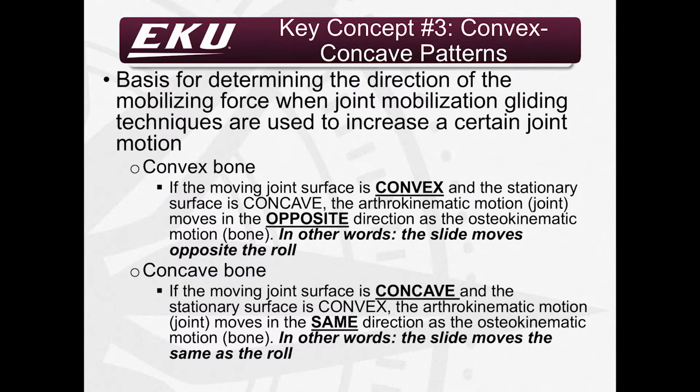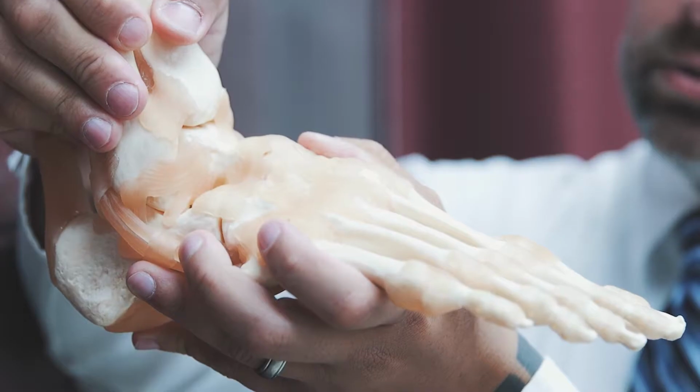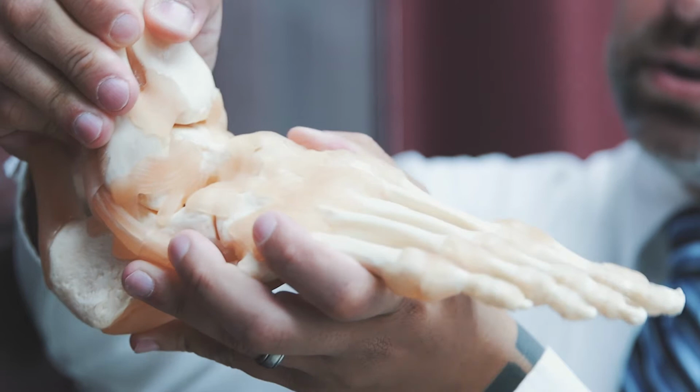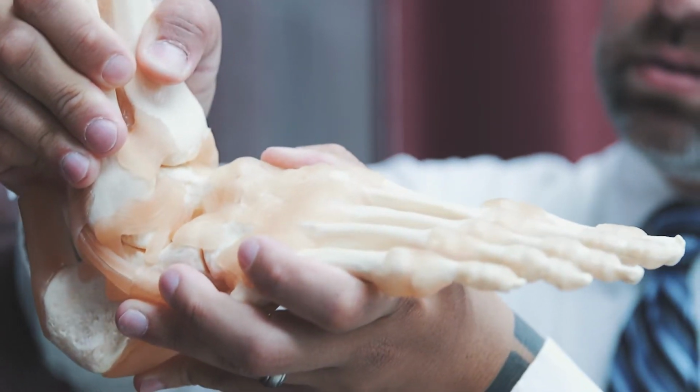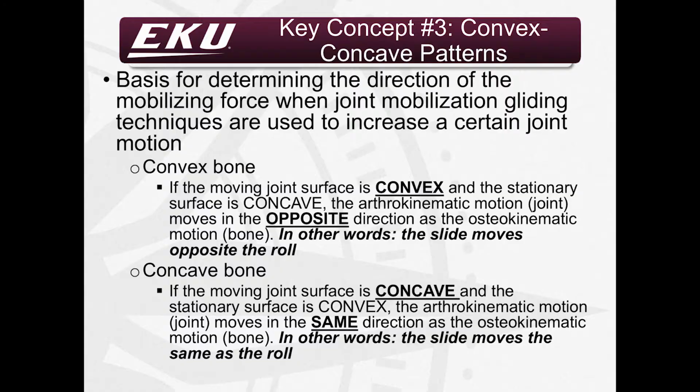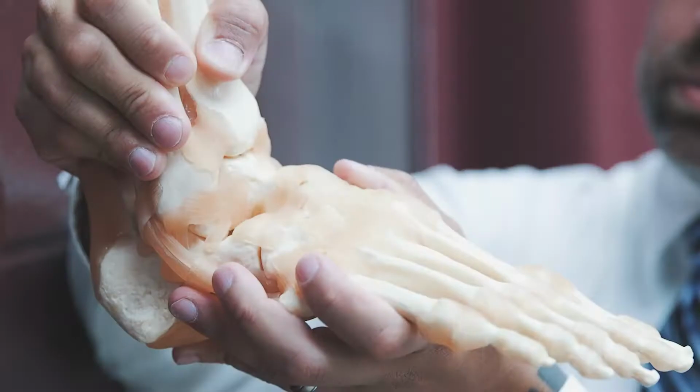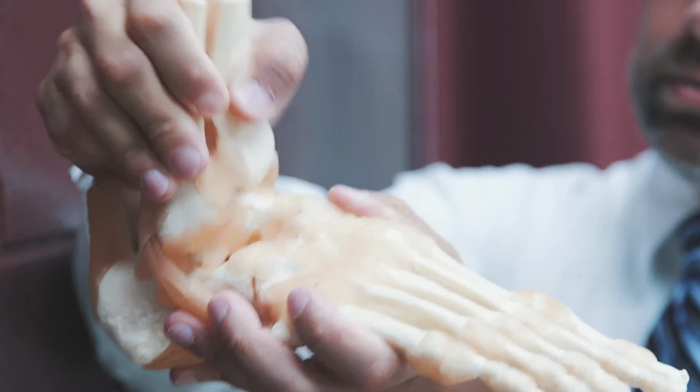Our third concept is understanding convex-concave patterns. The easiest description I can provide is that the direction you push or pull is based on the architecture of the bone you are pushing or pulling. In other words, the joint surface of one bone is convex and the other bone's joint surface is concave. If the surface you want to move is convex, then you push or pull in the opposite direction as the osteokinematic motion. If the surface you want to move is concave, then you push or pull in the same direction as the osteokinematic motion.